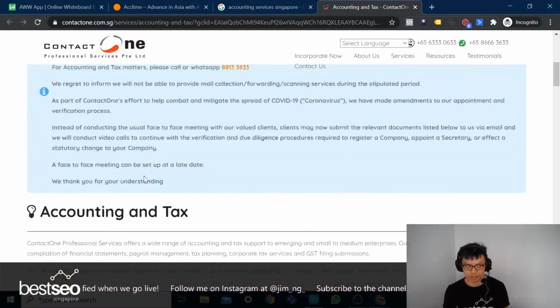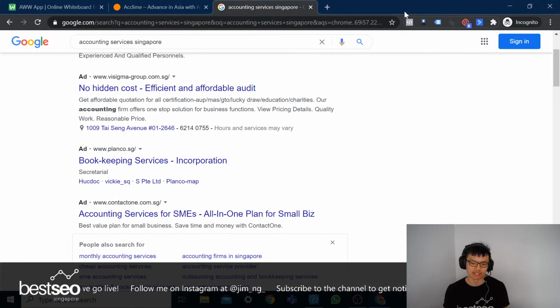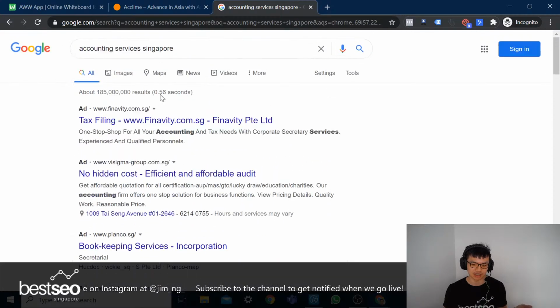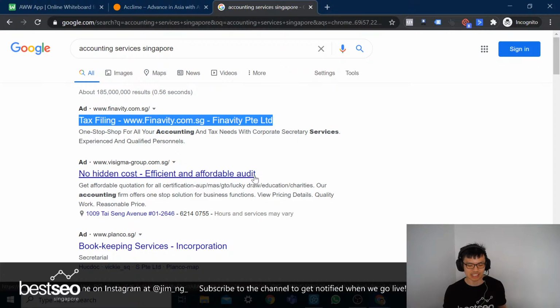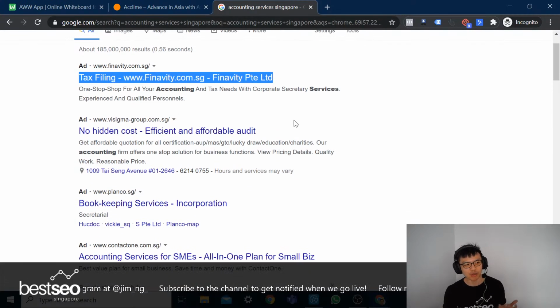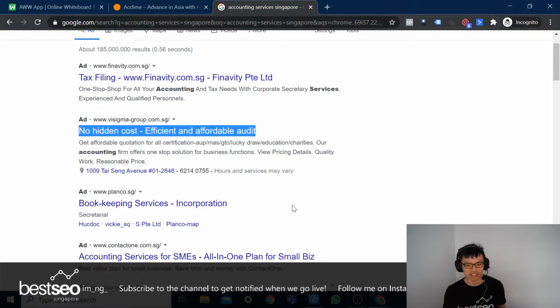Okay, so now that we have analyzed the competitors and what they're offering, or at least the first four that show up on the Google Ads results, you can see that even the headlines of the ad, right, don't even stand out. Tax filing, www.fineverty.com.sg, Fineverty Private Limited. It doesn't tell me anything. No hidden costs, efficient and affordable audit. Again, it's just everyone trying to compete on price, everyone trying to stand out.